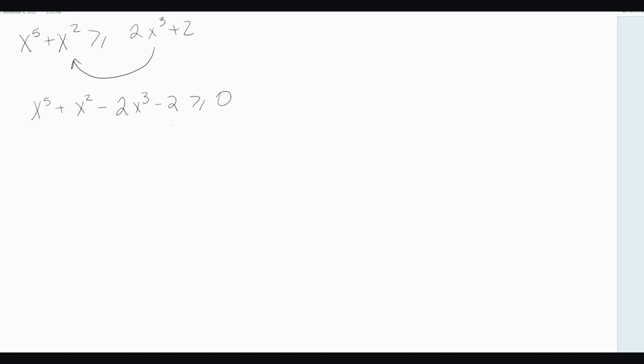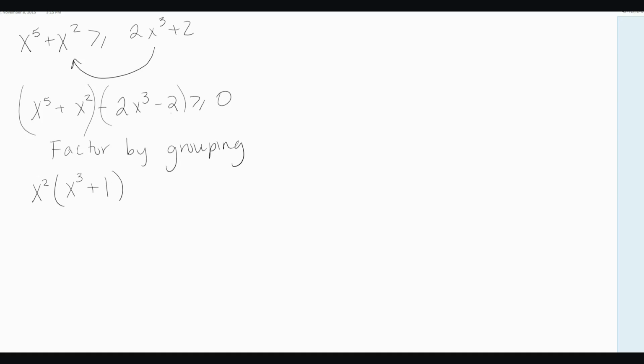Now, we want to factor this and find the zeros. So since we have 4 terms here, we can factor by grouping. So we're going to factor these two together, and then we're going to factor these two. So when we look at the first two terms, x to the fifth and x squared, we can pull out an x squared. An x to the fifth divided by x squared is x cubed, and x squared divided by x squared is 1.